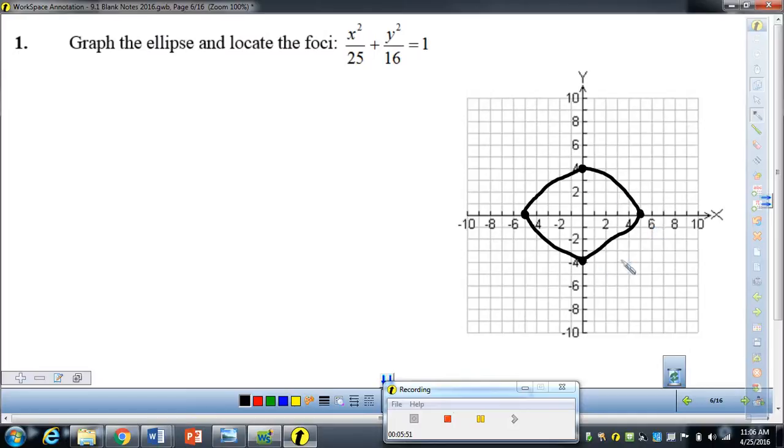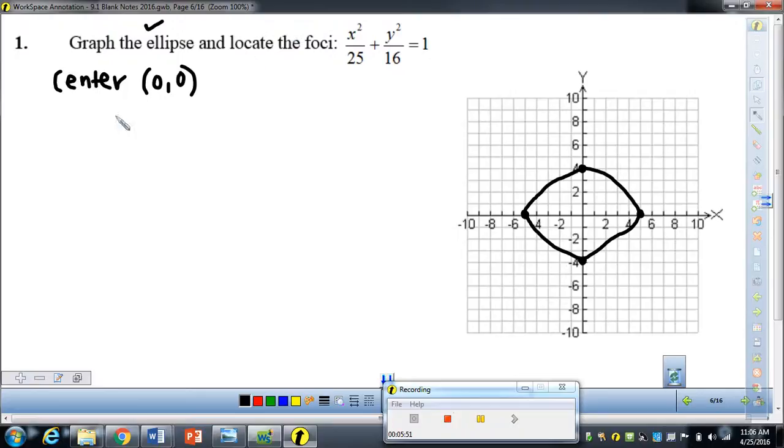My oval is not perfect. I'm sure yours looks better. Imagine it's a more rounded oval. All right, and let's also recognize that the center of this ellipse is at 0, 0. We'll see some examples of some equations later on where the center is not at 0, 0. Okay, so we've done the first step of graphing the ellipse.